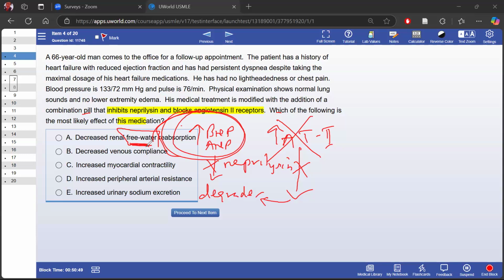They block the effect of aldosterone, right? So they are going to increase sodium excretion, and then water will follow sodium. So that is why A is not the best answer. If you're asking yourself what effect ANP and BNP have on free water, they don't have any direct effect on free water. Their effect is mostly directly on sodium, then secondarily on free water. That's why, although A is a close answer, E is still better than A, because E is more accurate. ANP and BNP increase urinary sodium excretion, and secondarily, water will follow sodium.